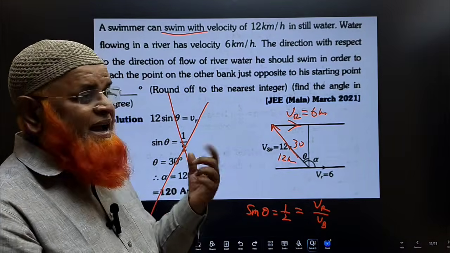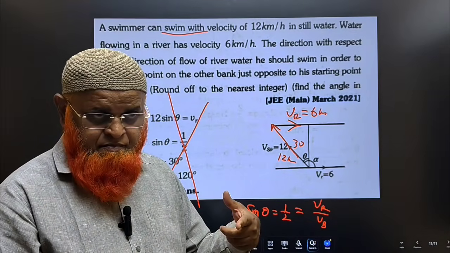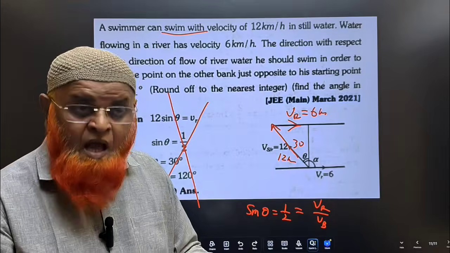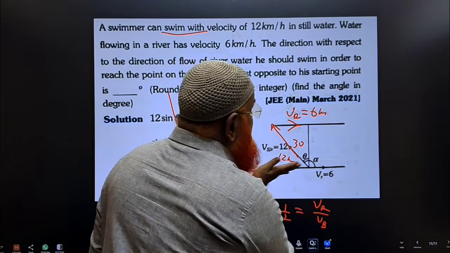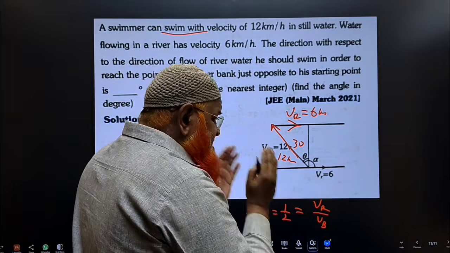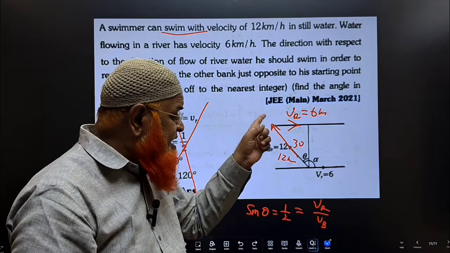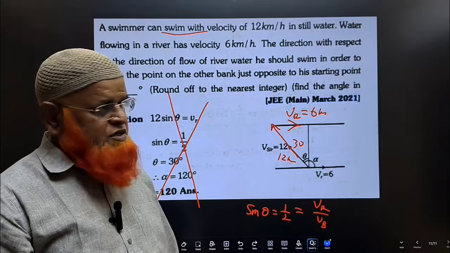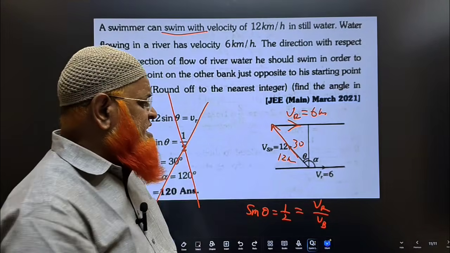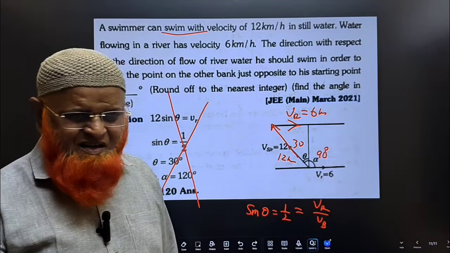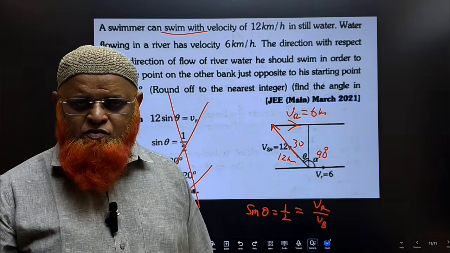What are we asked to find? The angle made by the boat with the river velocity. Read the question properly. The river is going like this, the boat is going like this. First you have to draw one vertical line, and find the angle made by the boat with the vertical. It's going to be 30. This is horizontal, this is vertical, this is 90. So 90 plus 30 is 120, without solving.